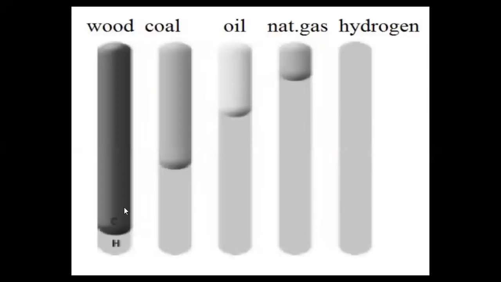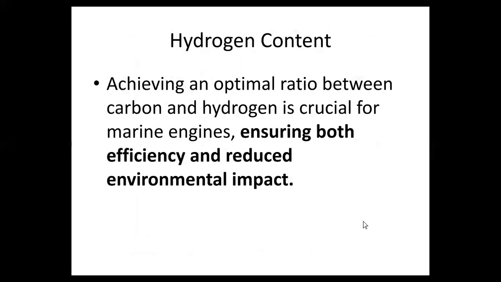So these are the different illustrations of wood, coal, oil, natural gas, and hydrogen based on their carbon content and their hydrogen content. As you can see, for wood, it's more on carbon, less on hydrogen. Coal, oil, natural gas is more on hydrogen and less on carbon. And hydrogen, of course, contains hydrogen only and no carbon at all.